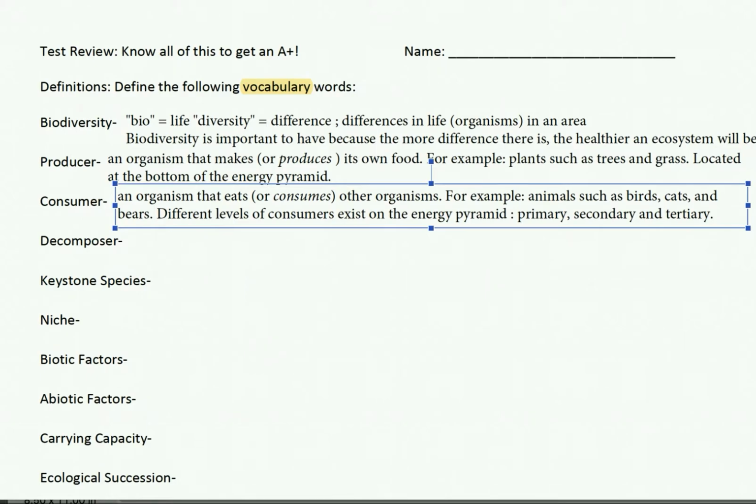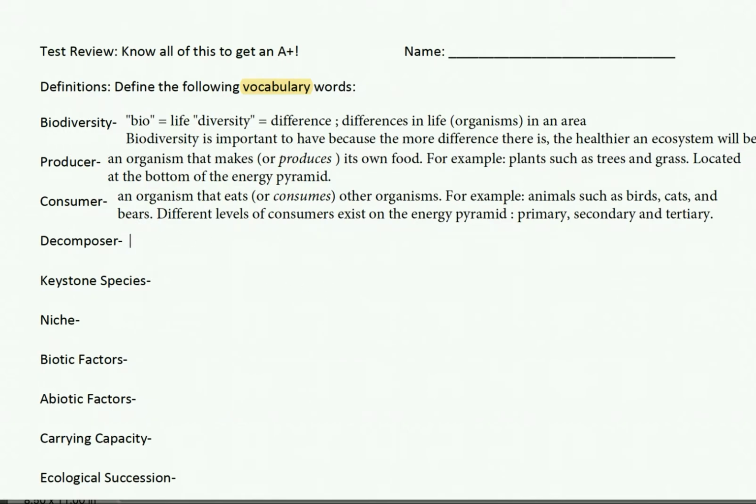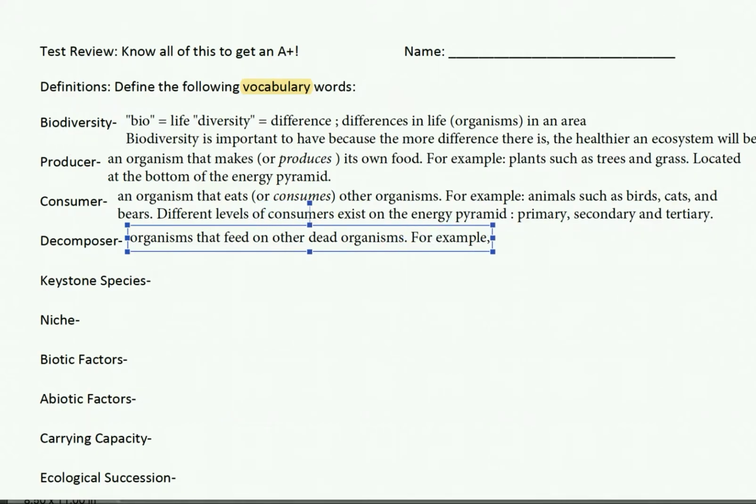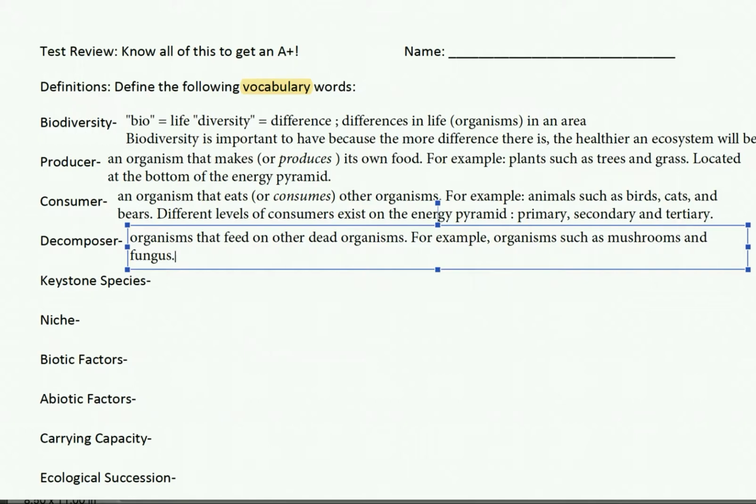All right, let's keep going. Decomposer. Organisms that feed on other dead organisms. For example, not animals, guys. Organisms, such as mushrooms and fungus. Great.